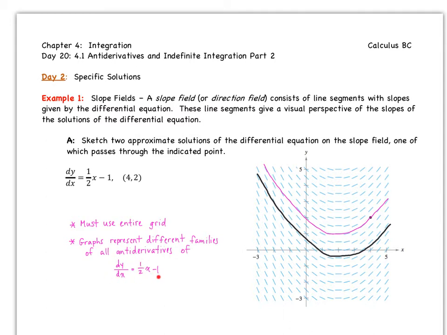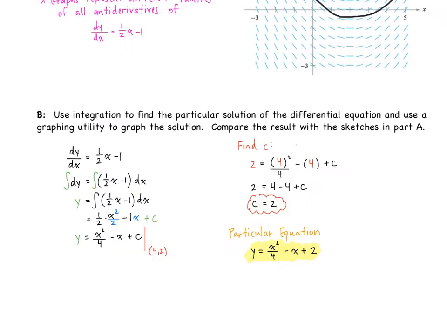So if I wanted to solve for the function and take the integral of this, I would get an equation with a plus c. And that plus c is just saying we're shifting up and down with our equation. And one is going to go through the point (4, 2), that's this one. So what we're going to do next is find the particular equation for the solution of this differential equation that passes through (4, 2).